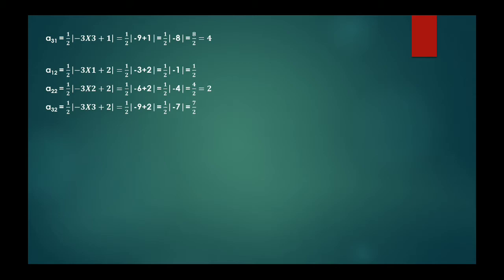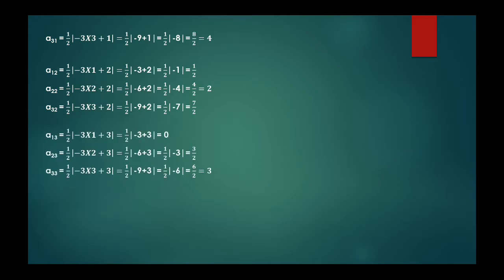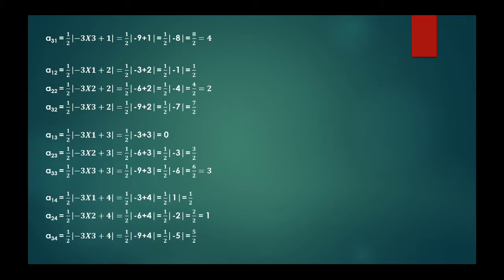So A31, same way, just normal subtraction, we get 4. And A12, we get the answer as 1 by 2. A22, you get the answer as 2. A32, you get the answer as 7 by 2. Next, A13, you get the answer 0. A23, you get 3 by 2. A33, you get 3. Solve all this to understand it better. A14 is 1 by 2, A24 is 1 and A34 is 5 by 2. Make sure you solve it and let's see what our final resultant is.